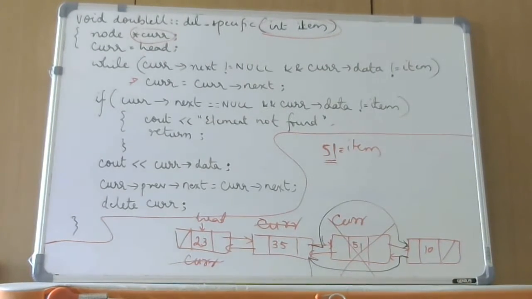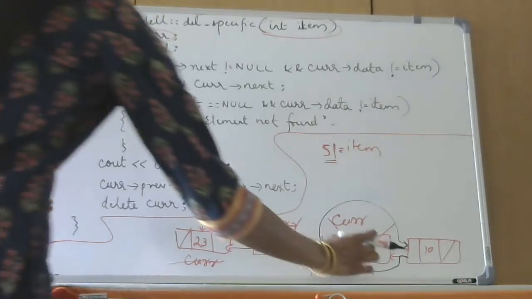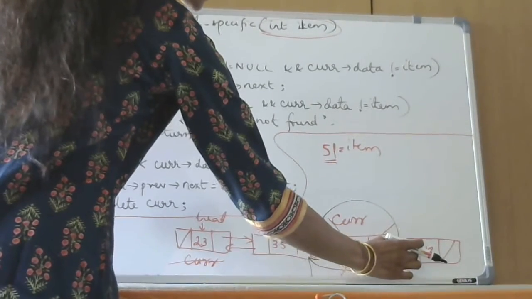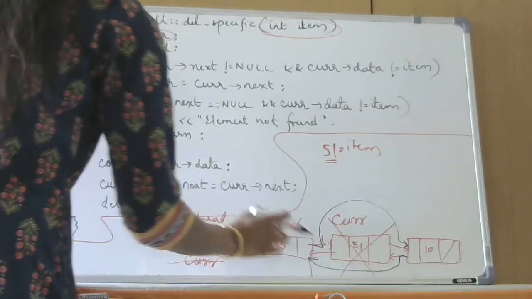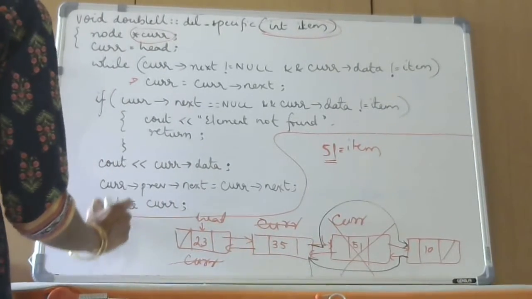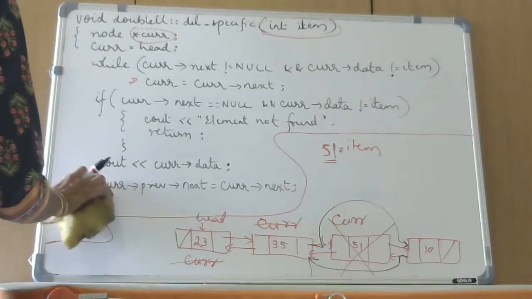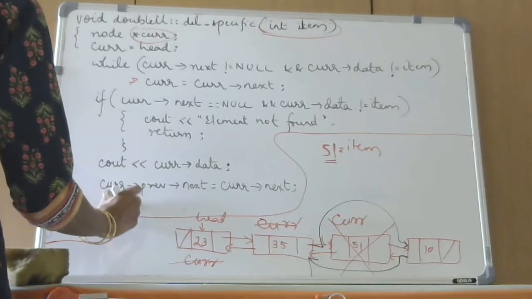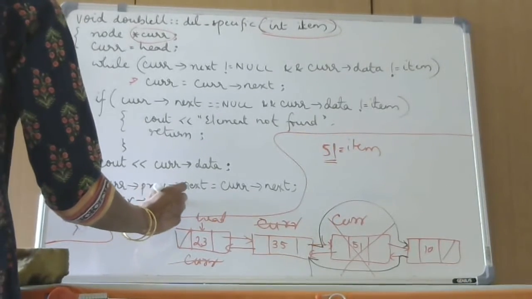Next, I think one more line we should write. Current of next of previous. Current of next is what? 10. Previous of 10 should come to this one. So one more line I will have to add. So that will be current of next of previous.